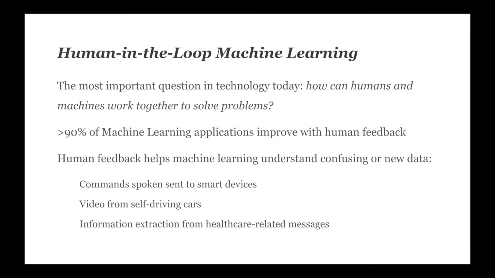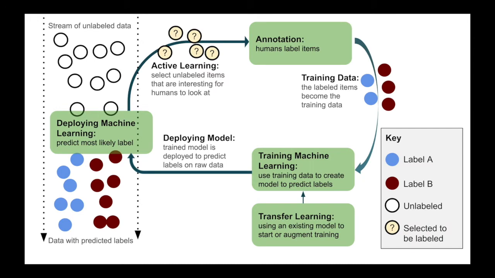And so those of you who work in machine learning know about 90% of machine learning applications improve with human feedback. They typically use supervised learning or something really closely related like lightly supervised learning. And human feedback can help machines understand confusing or new data. And this applies to a whole range of different use cases. So whether it's commands spoken that are sent to your smart devices, videos from the front of autonomous vehicles, or information extraction from healthcare-related messages. All these cases that I've worked on recently, additional human feedback increases the accuracy.